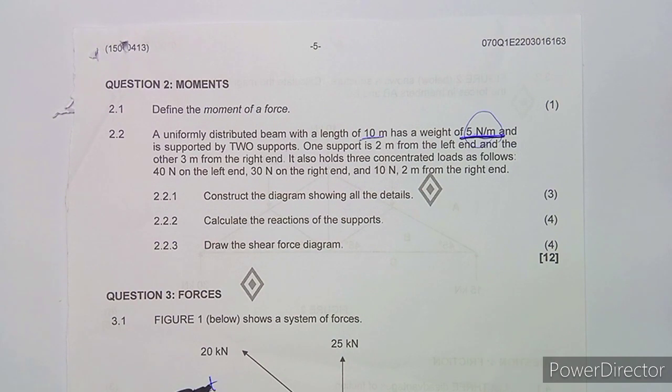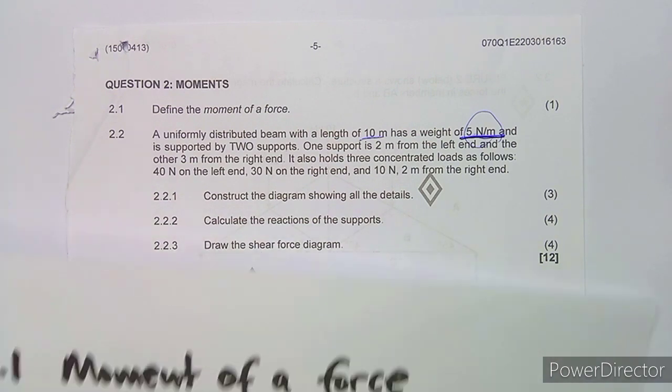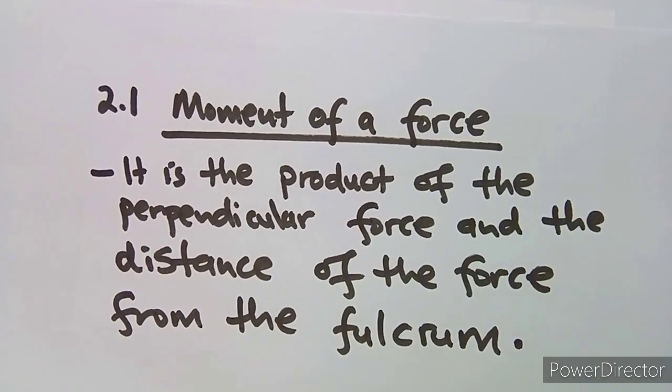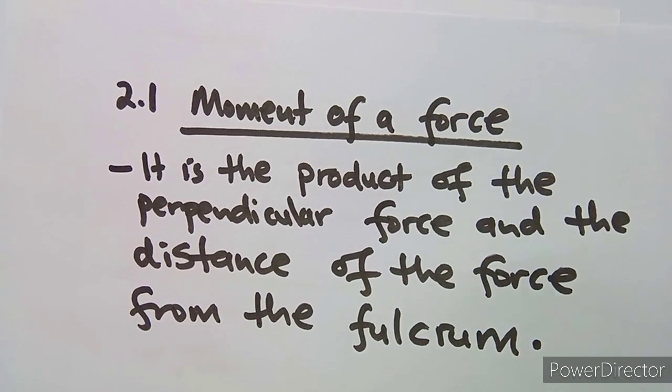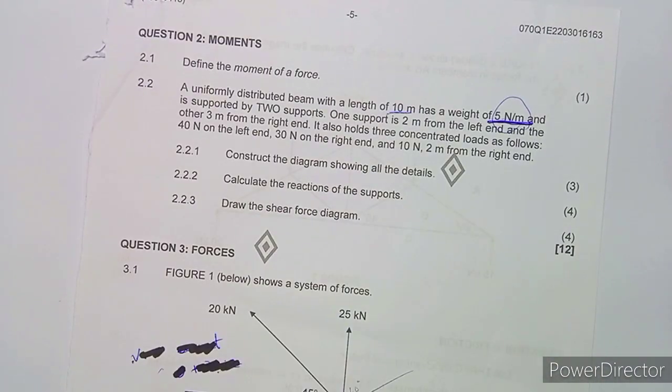So we have the first question, which is on question number 2 on moments. Define the moment of force. That is the first question. We know that the moment of a force is the product of the perpendicular force and the distance of the force from the fulcrum. That's how we define this, and it's just one mark, guys. It is the product of the perpendicular force and the distance that you're given. That will be the moment. So that's what we had.